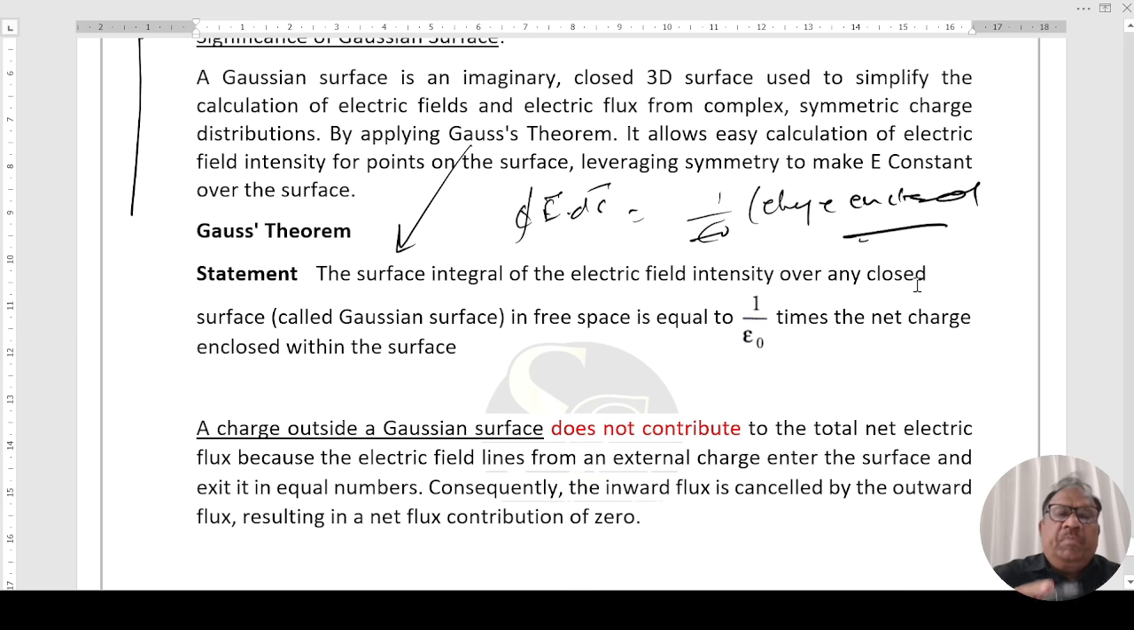And another part: a charge outside the Gaussian surface does not contribute to the total electric flux. The reason is that electric field lines from an external charge enter the surface and exit in equal numbers. Consequently, the inward flux is cancelled by the outward flux, resulting in a net flux contribution of 0. Right? Next part.